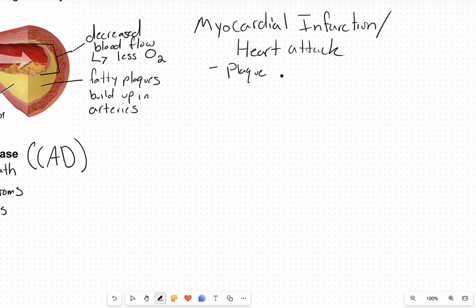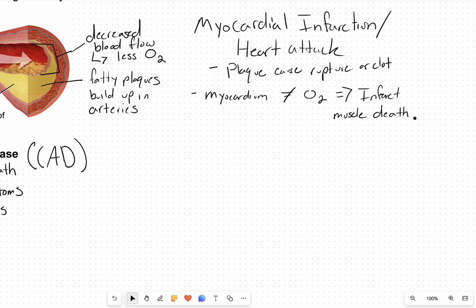What happens is if the plaque causes the artery to rupture or to clot off completely, stopping the blood flow, this will lead to the myocardium not having oxygenated blood and therefore not being provided with oxygen. When those muscle cells don't have oxygen, they infarct or they go through muscle death.